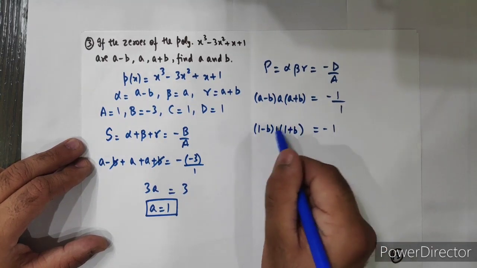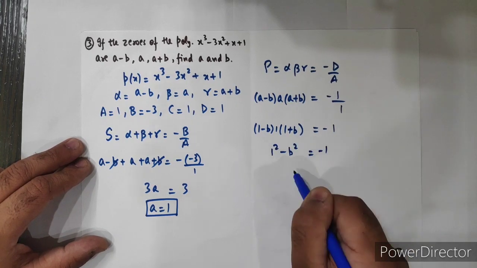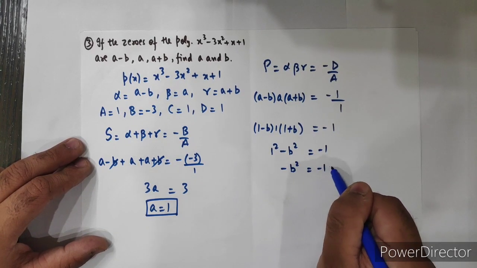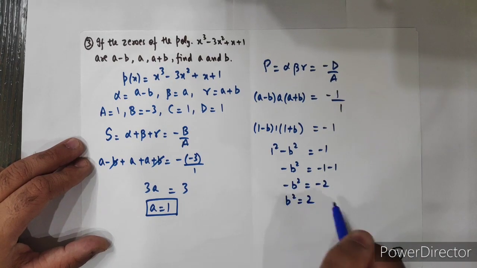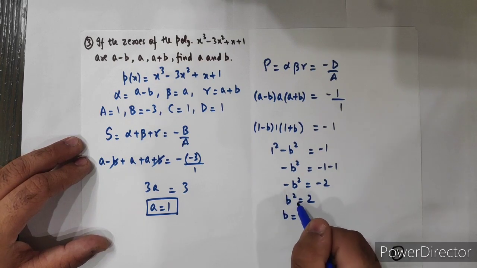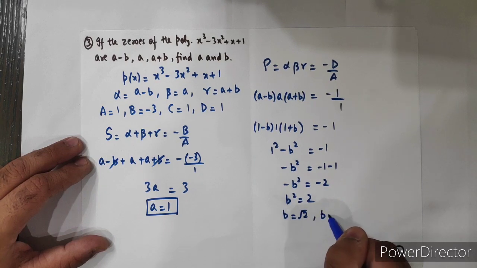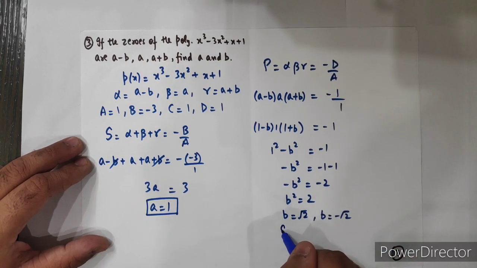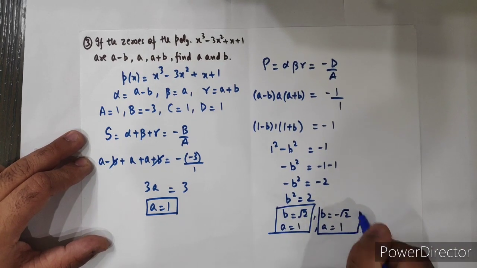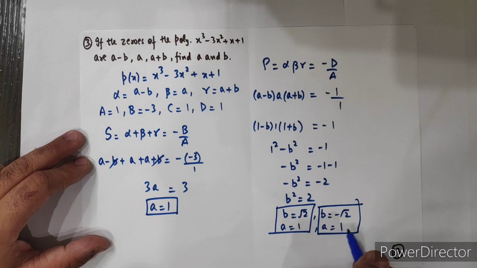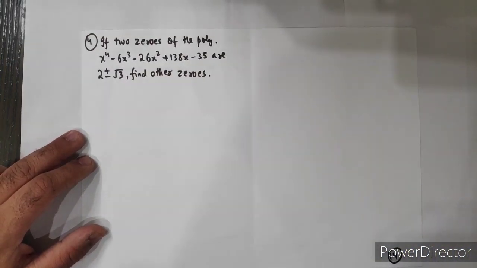If you solve this, you apply the identity a minus b, a plus b equals a square minus b square. So minus b square is coming out to be minus 1 minus 1, so minus b square is minus 2. So b square is 2. Now we have two values of b, one value will not come, we'll have two values. B will be either root 2 or minus root 2. So these are the two pairs of answers. The first possibility is a is 1, b is root 2, and the second possibility is a is 1, b is minus root 2.